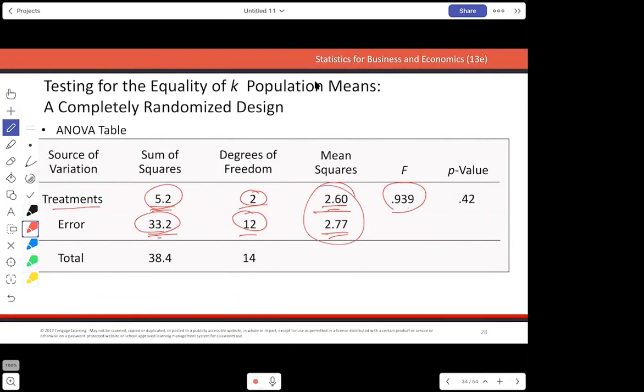All right? In other words, the 3 different types of waxes are not giving us different numbers of car washes. They're more or less the same. So if a manufacturer is claiming, oh no, wax 3 is much better than wax number 1, then you can say, I don't have the evidence to support that. Okay? All right.